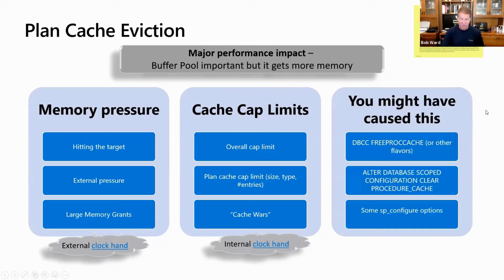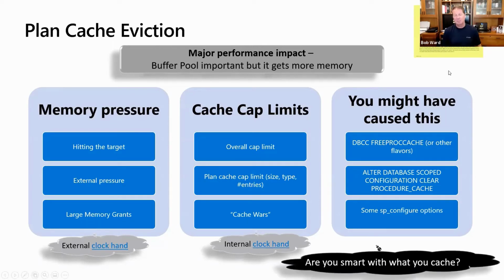There are some forced scenarios that will cause plan cache eviction, and the clock hands aren't affected. It just evicts it. DBCC FREEPROCCACHE or other flavors of that, which you can do per database. There are some ALTER DATABASE SCOPED CONFIGURATION options like PROCEDURE_CACHE that you can use to clear it. And here's the kicker. There are some sp_configure options which are documented that when you run them, we clear the entire procedure cache or plan cache. That could cause you a performance problem. Pay close attention to those in production. You may want to run those only in an off-production scenario.